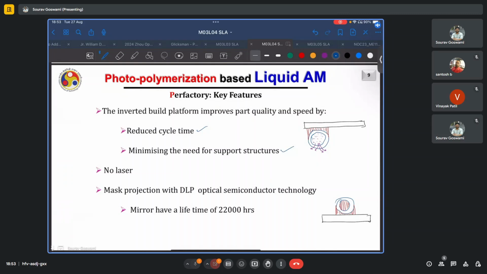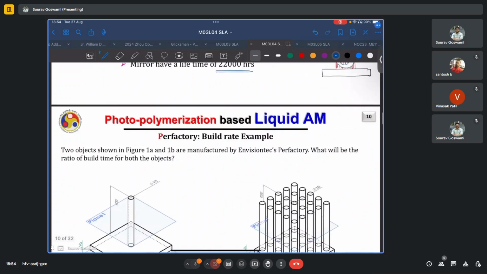Again, we are not using a laser, rather we are using a floodlight which illuminates this entire region in a single go. And the mask projection with DLP based optical semiconductor technology is used. Such mirrors also have a very long lifetime of up to 22,000 hours.